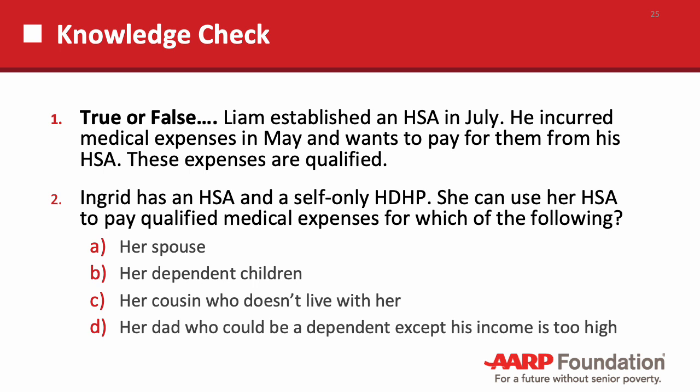Number 2, Ingrid has an HSA and a self-only HDHP. She can use her HSA to pay qualified medical expenses for which of the following? Her spouse, her dependent children, her cousin who doesn't live with her, her dad who could be a dependent except his income is too high.